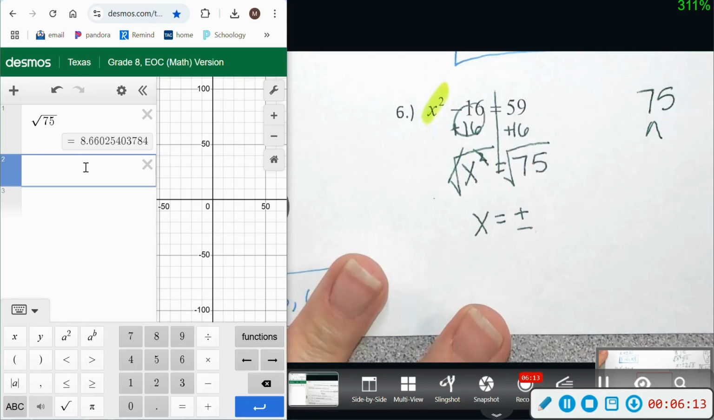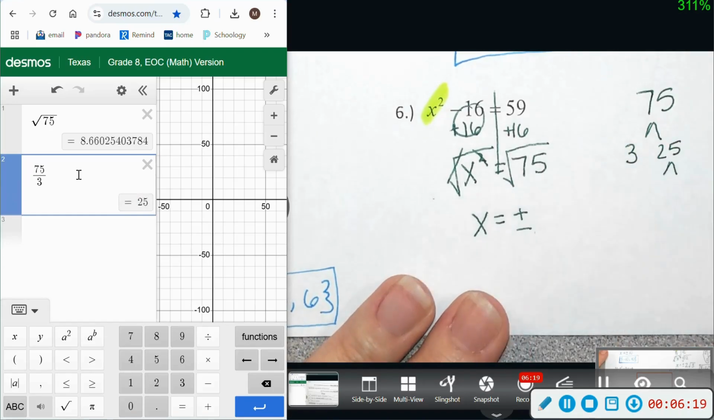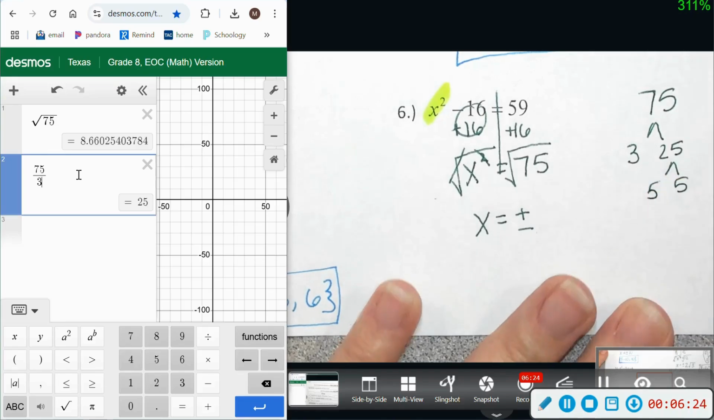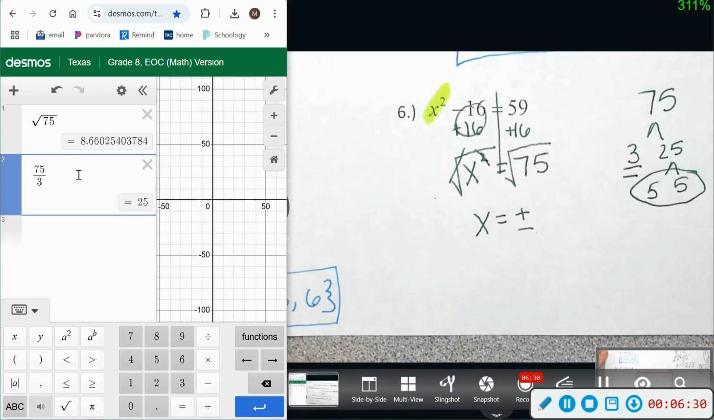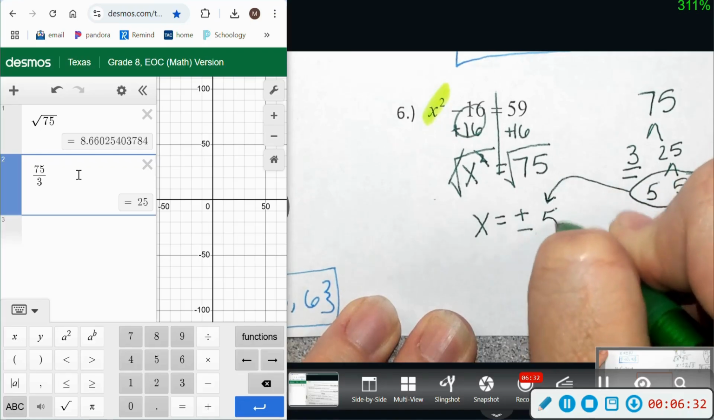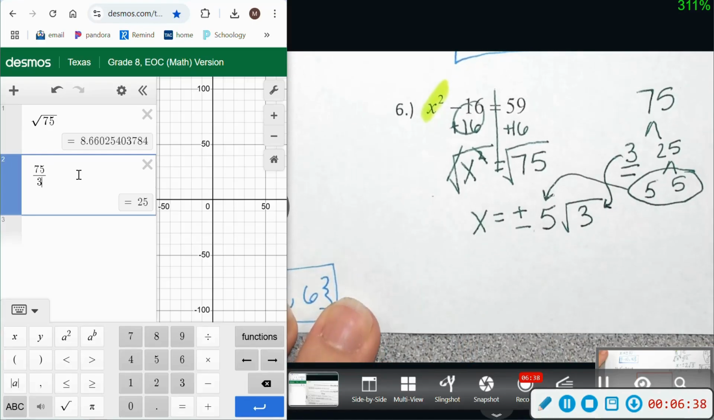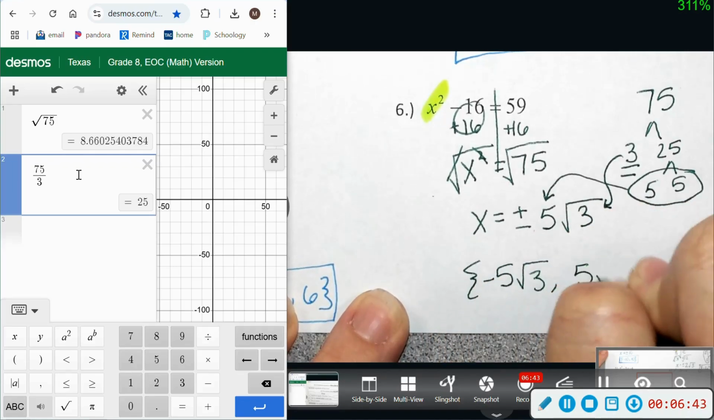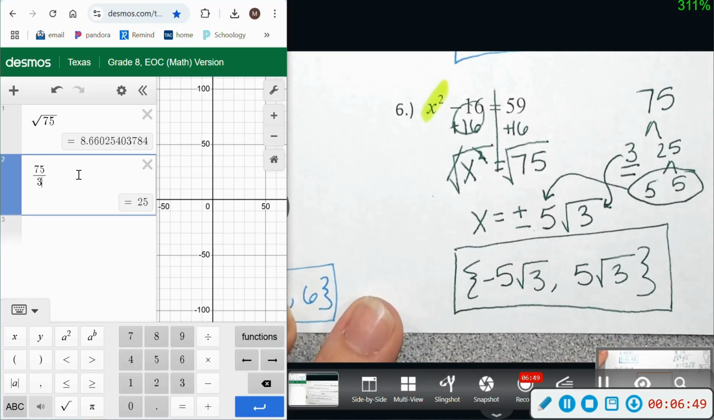So does 2 go into 75? No. Does 3? Yes, so 3, 25 times. Does 3 go into 25? No. What goes into 25? 5 and 5. So I have a pair of 5s and a 3 left over. So what do I get to take out? The 5. And what goes back in the house? The 3. Now we're not done because we just have to separate it. So I have negative 5 square root 3 and then positive 5 square root 3. Any questions with that?